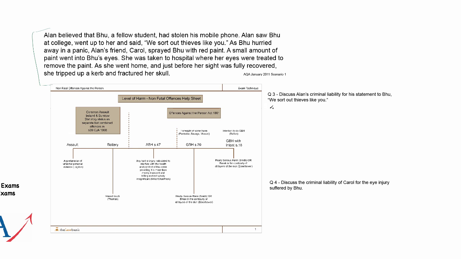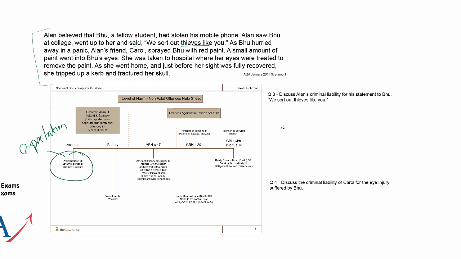So the first question says, discuss Alan's criminal liability for his statement to Boo: "We sort out thieves like you." Now this one's straightforward. There is no injury, there is no violence, there's no physical touching. Alan saw Boo at college, went up to her and said, we sort out thieves like you. Boo then hurries away in a panic. So easily, this is about the apprehension, the expectation. So Boo expects that Alan will use some form of unlawful personal violence on her.